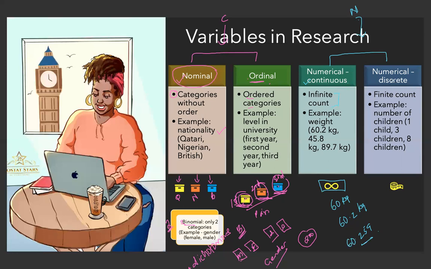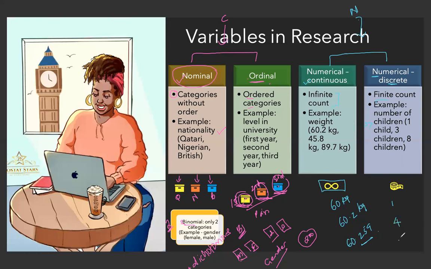Now the other type, this is discrete, right? So discrete, it's a numerical variable, means yeah, it's going to be a number, but discrete means it's actually finite, like we can count it. So for example, if you want to tell me the number of children you have, if you tell me I have one child, it makes sense to me. If you tell me I have 4 children, it also makes sense to me.